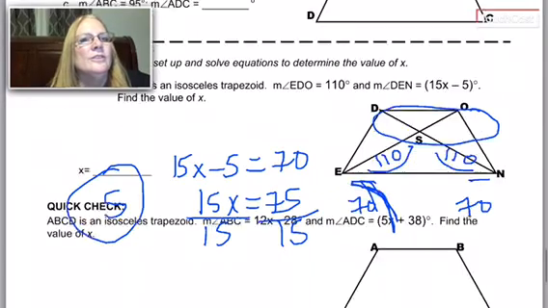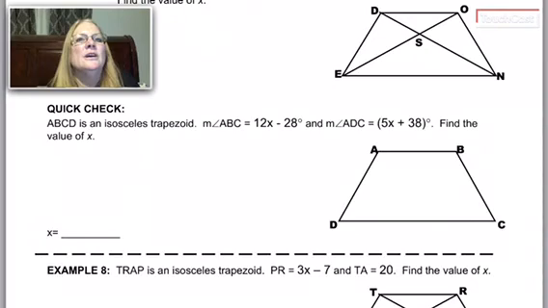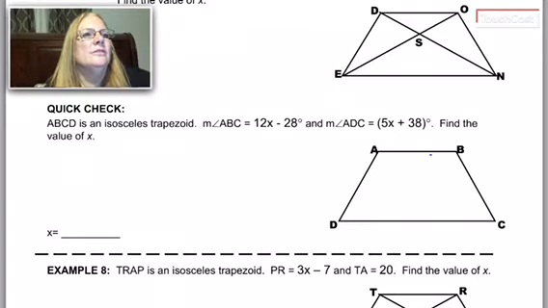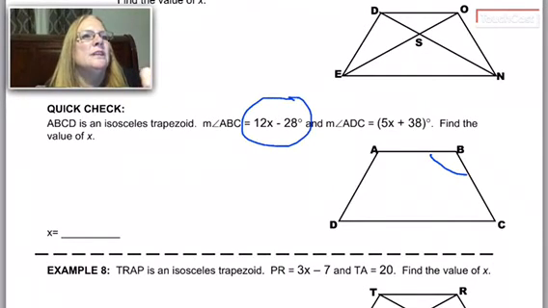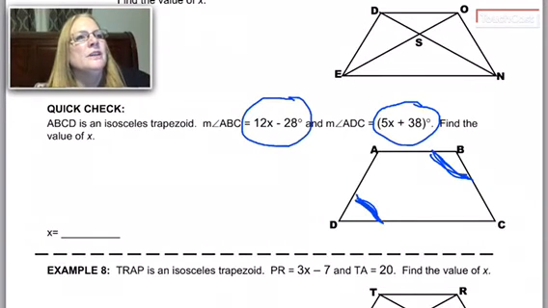Now we'll look at the quick check. Again, I suggest that you pause it and try and work it yourself. ABC is this angle right here, and that is 12x minus 28, and ADC is this angle right here, and that is 5x plus 38. So we know that whatever this angle is here, B, I'll just write it, is 12x minus 28. We know that this angle has to be the same thing because they are base angles.